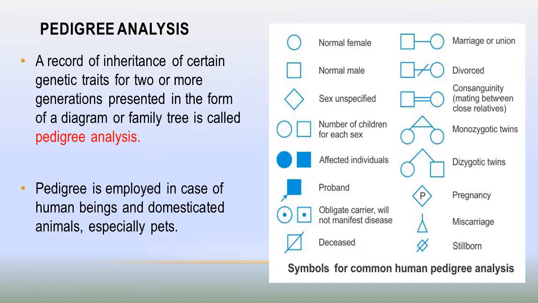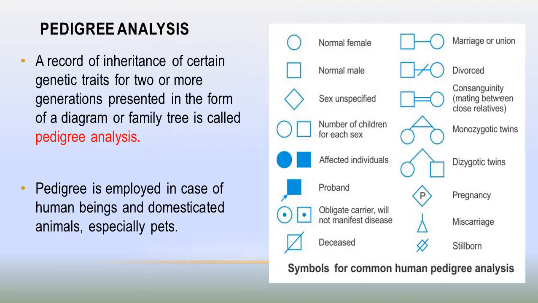Dear students, pedigree analysis is the graphical or diagrammatic representation of the family history of an individual. And in pedigree analysis, we record the inheritance of some genetic traits. Pedigree analysis is mainly used in the case of human beings and domesticated animals.